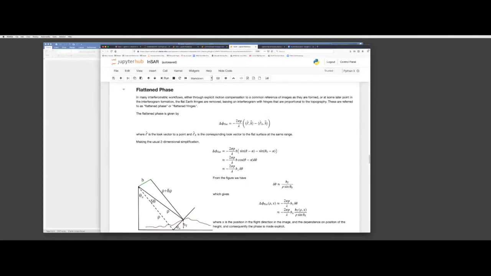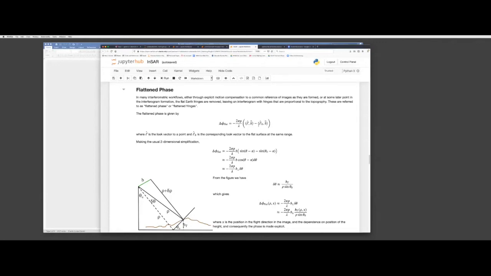In any case, even if you have no topographic relief, with a baseline that's non-zero, you're going to have some change in the phase going across the surface, even with a flat surface. So one thing we typically do to make it look like a topo relief map is we remove the fringes that are just due to the flat Earth.